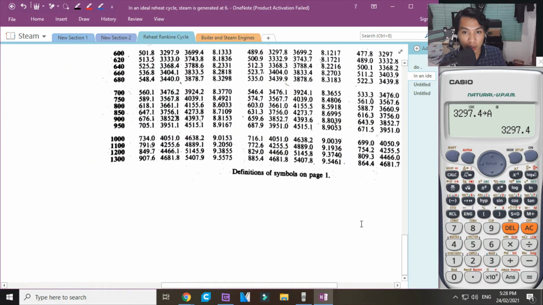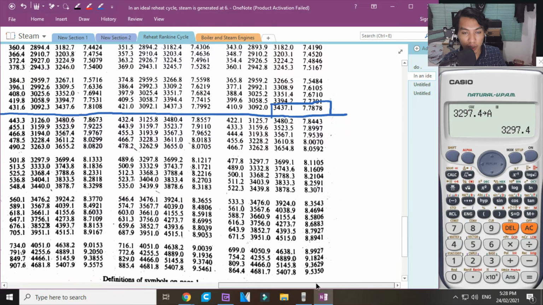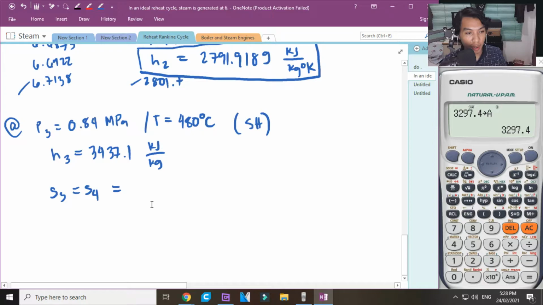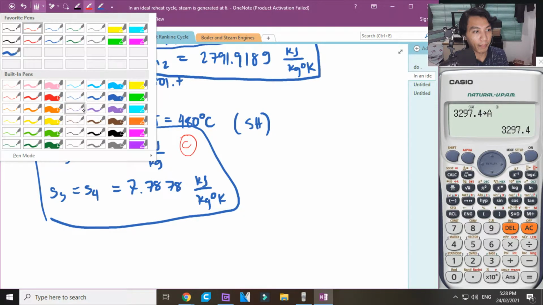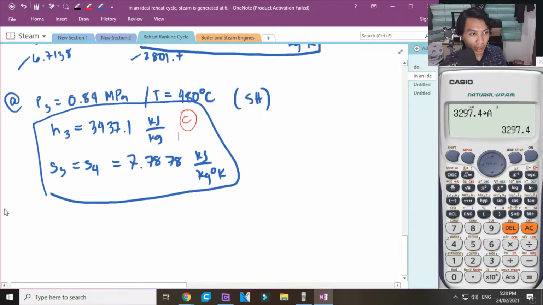Okay? Now, S3 is, ano yung nakalagay dyan? 7.7878 kilojoule per kilogram degree Kelvin. Now we have the value for H3. I-mark natin to as letter C. Letter C. Yan. Okay? Meron na tayong 3. So, go to H4 at 4.